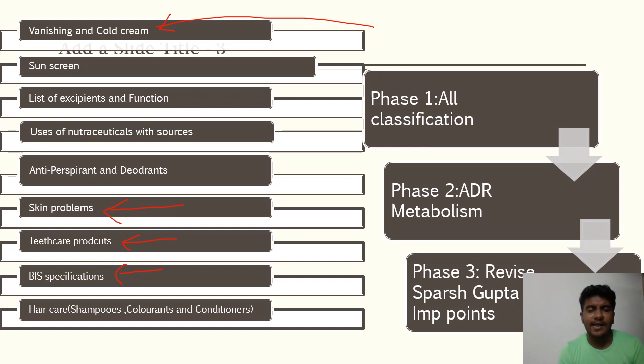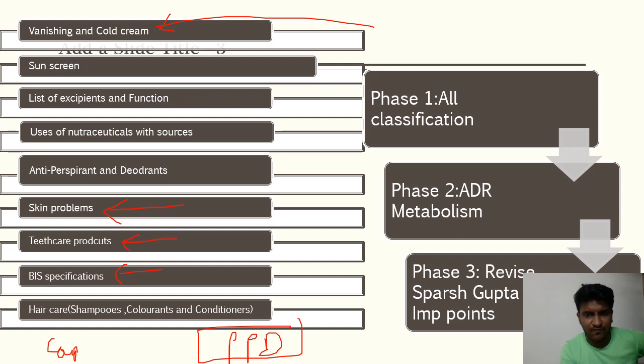Hair care products like color and conditioners. You have dyes, semi-permanent dye, temporary dye, PPD, which is paraphenylene diamine. This is a very important dye where you need to know the mechanism of action, the coupling agents, the oxidizing agents like H2O2. So we use peroxides as well in the dye.